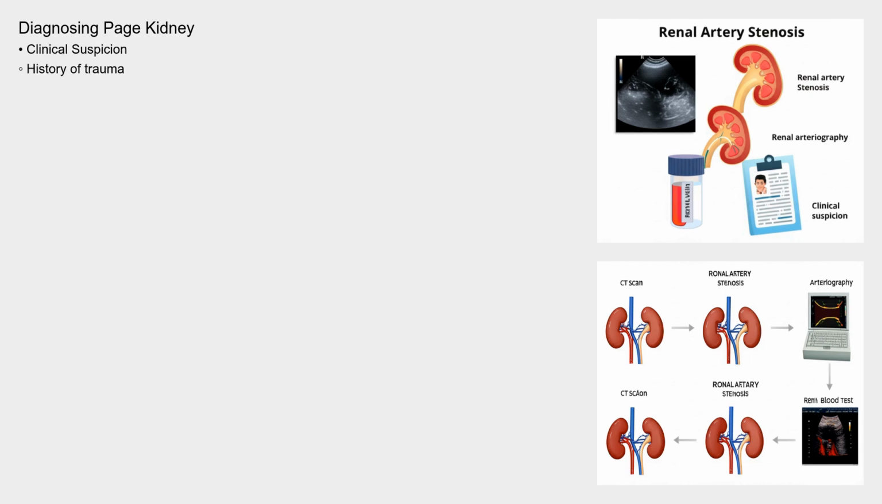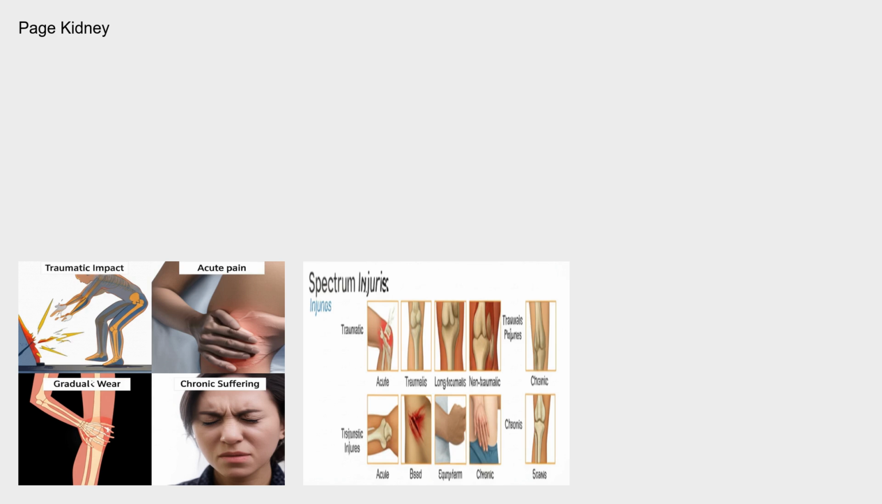Renal arteriography, a more invasive test that involves injecting contrast dye into the renal arteries, can be helpful in confirming renal ischemia. Finally, measuring renin levels in the blood can support the diagnosis by demonstrating increased activity of the renin-angiotensin-aldosterone system. Page kidney isn't usually categorized into specific types, but rather it's described based on the underlying cause of the compression. We can differentiate between traumatic causes like subcapsular hematoma and non-traumatic causes like urinomas or tumors. The chronicity of the compression can also be considered, with acute Page kidney developing rapidly after an injury and chronic Page kidney developing gradually over time.